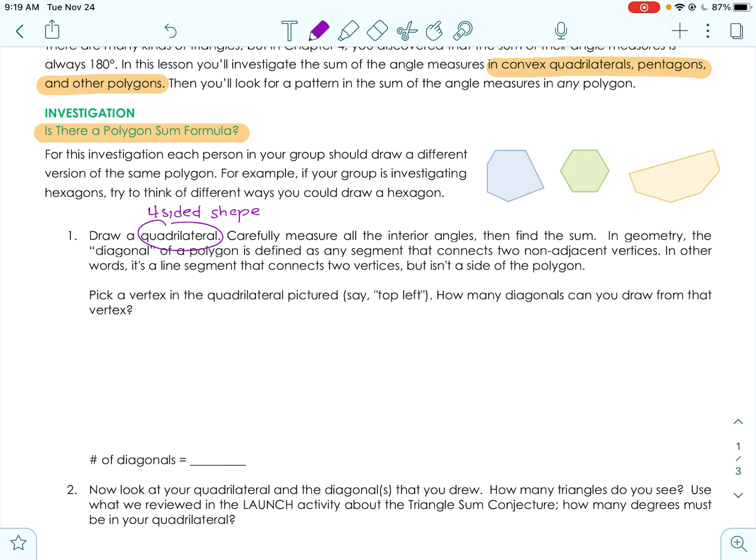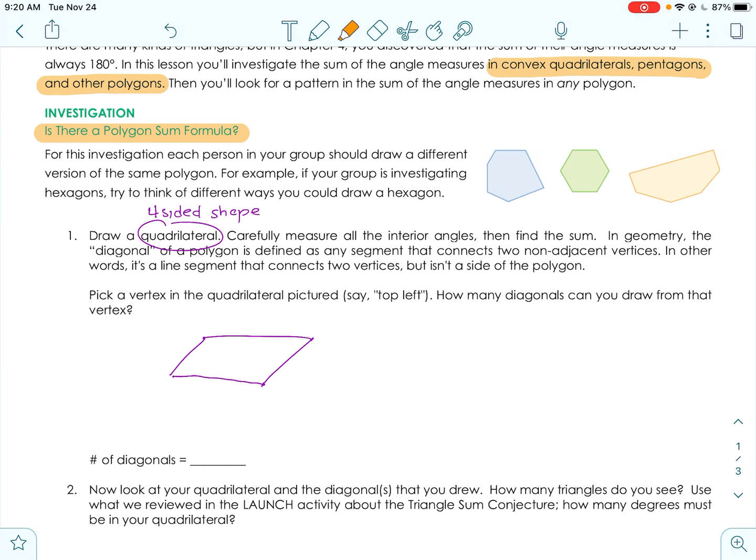So go ahead and draw your quadrilateral. I'm going to go 1, 2, 3, and then 4. And what we're going to do is pick one vertex in the quadrilateral, and we are going to draw in all the diagonals from that vertex.